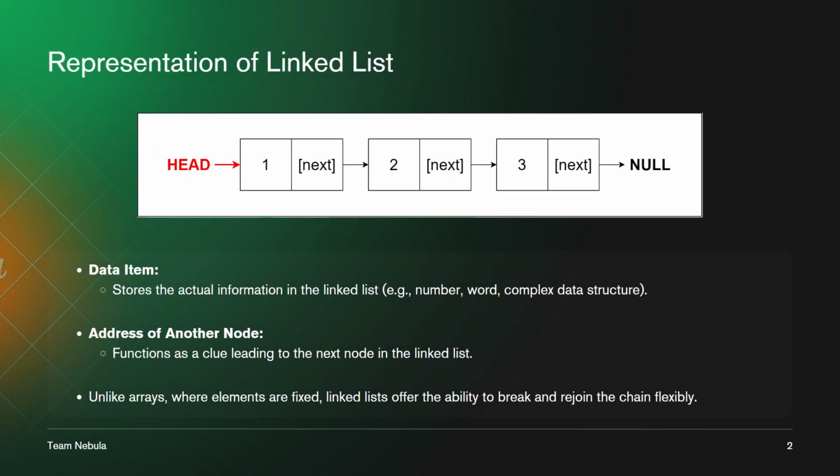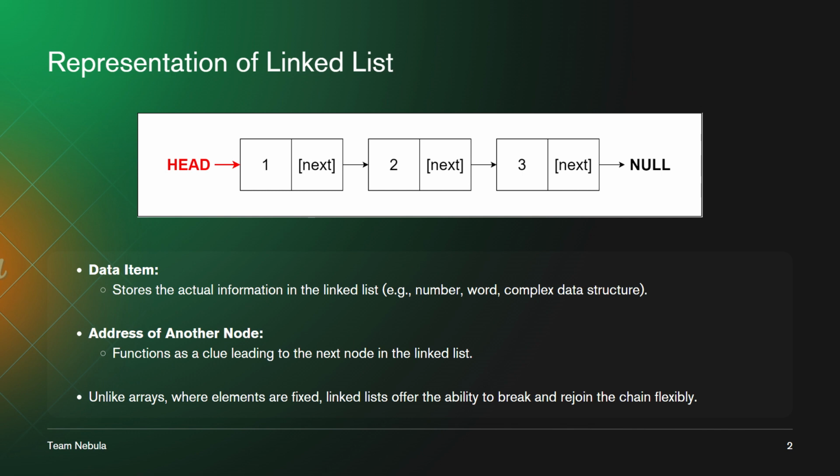Let's take a closer look at how we represent each node in a linked list. So each node has two important components, right? The first component, a data item. This is where we store the actual information we want to keep in the linked list. It could be anything like a number, a word, or even a more complex data structure. The second component is an address of another node. This is like a clue that tells us where the next node in the linked list is located. It's like following a trail of breadcrumbs that leads us to the next piece of data.